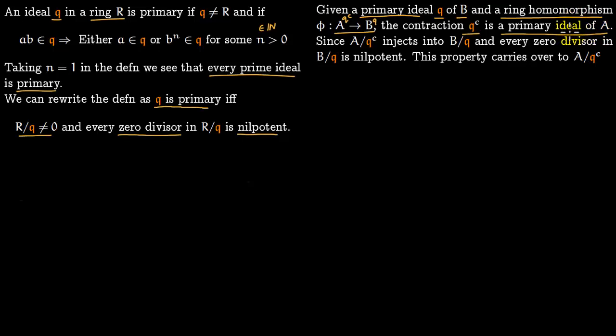To see this, you just modulo out this ideal out of A, and then this thing will inject into B modulo Q. And every 0 divisor in B modulo Q is nilpotent precisely because Q is a primary ideal. So this property would carry over to A modulo the contraction of Q. This property carries over here precisely because this is a subset of this ring.